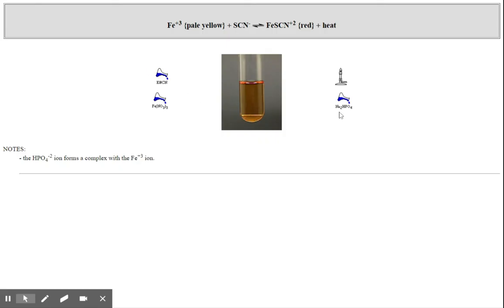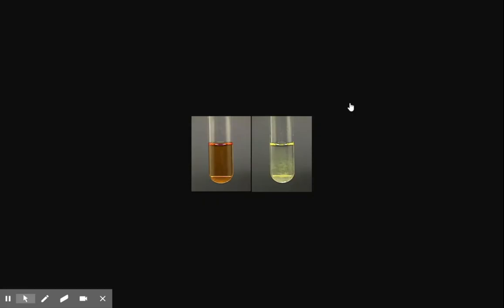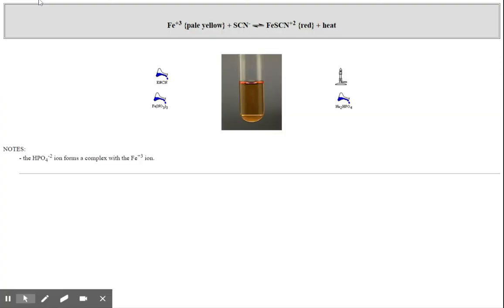And then last, sodium HPO4. You can see neither sodium nor HPO4 is in this chemical reaction, but HPO4 2 minus is an ion. It's going to form a complex with the iron plus 3 ion. What that means is it's making bonds with iron plus 3. So you're reducing your iron plus 3 concentration. So if we add this, we're removing iron plus 3. And it becomes pale yellow. So that is it for this system.